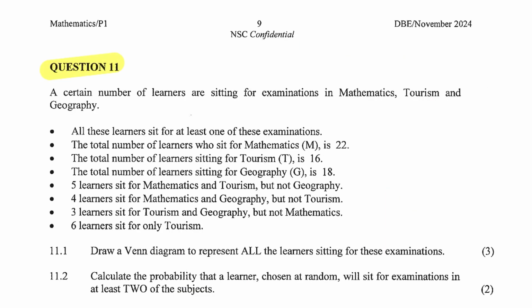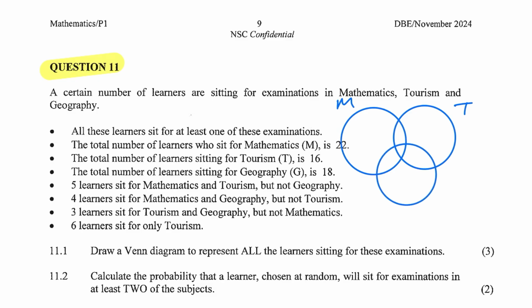Question 11 says that a certain number of learners are sitting for examinations in mathematics, tourism, and geography. So you've got maths, tourism, and geography. Bullet point 1 says all these learners sit for at least one of these examinations. So if we have examination M for mathematics, examination T for tourism, and examination, let's call it G, for geography, bullet point 1 says that a learner sits for at least one of these examinations.